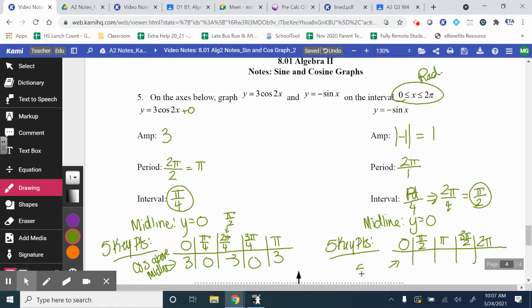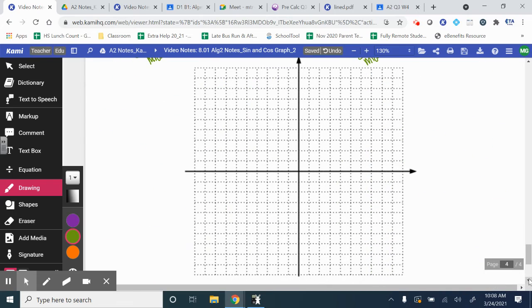We know this is sine, and sine starts at the midline, and our midline is 0, so we should be starting at 0. It's negative sine, so it's going to start by going down first. So instead of going up to 1, we're going to go down to -1, then 0, then 1, then back to 0. And then I asked you guys to graph these on the graph together.